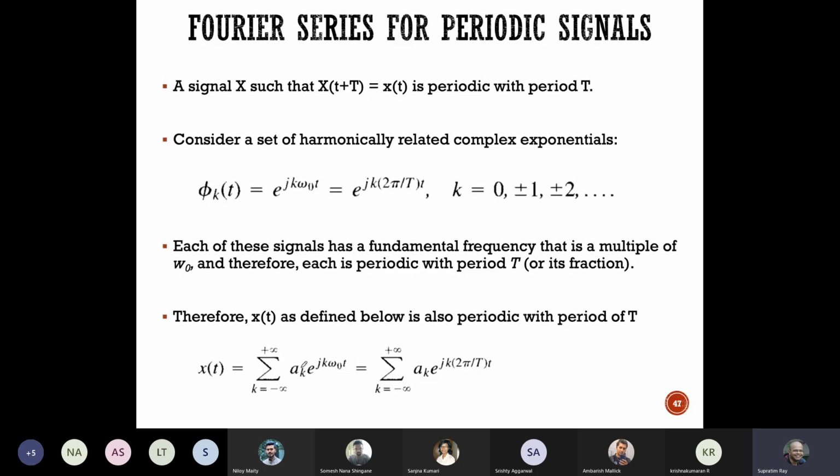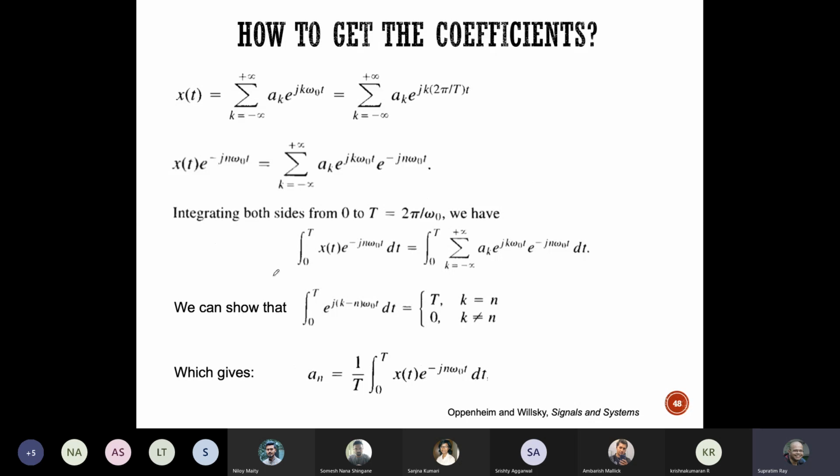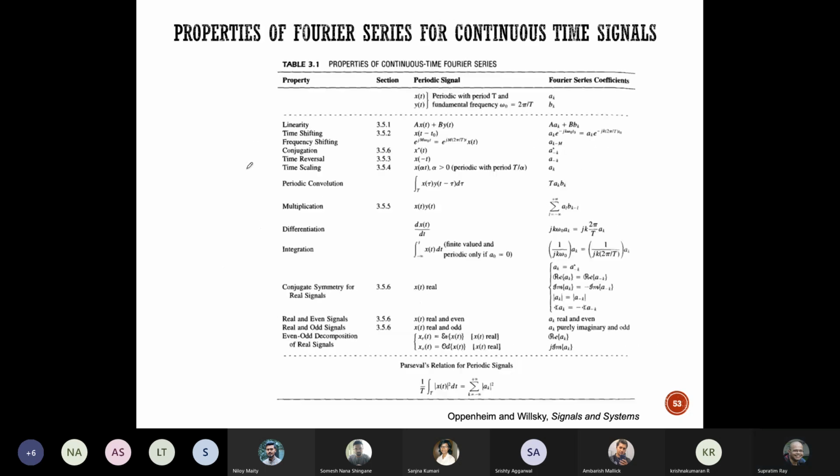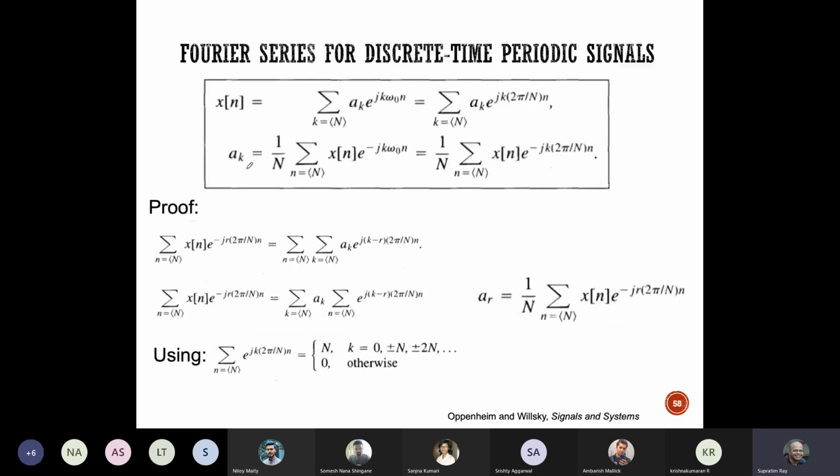I started out by saying, okay, I'm going to represent it as a_k, and let me try to find the a_k. I multiplied it by e to the power minus j n omega naught and integrated. And the integral wiped out this for all values of k's, n's except k. I'm going to use a similar logic now. But instead of multiplying by this and integrating, I'm going to do a sum. That's the only difference. So let's see what I'm doing here.